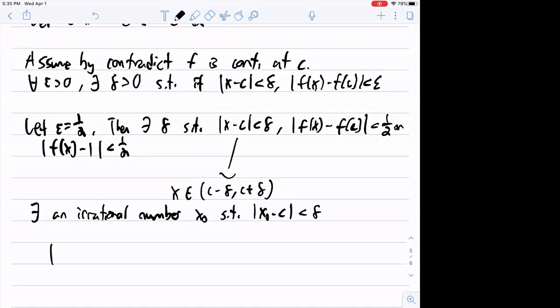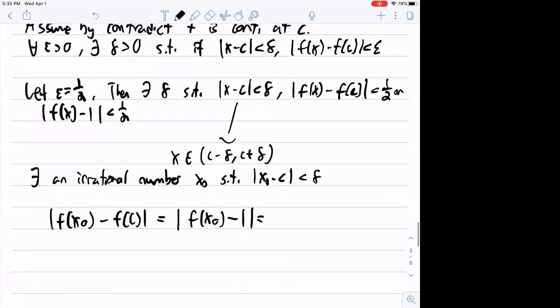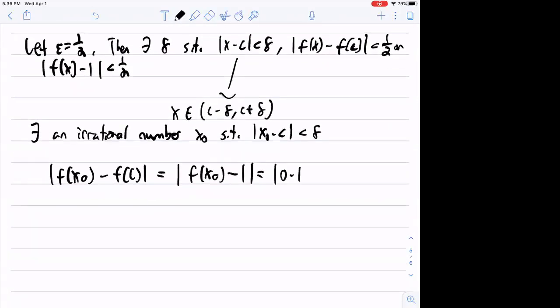But then what is this then? This is f of x naught minus, but for irrationals, this is what? What's f of x naught if x naught's irrational? It's 0, right? So here it's 0 minus 1, that's 1. That's clearly not less than a half, right? So we have a contradiction.